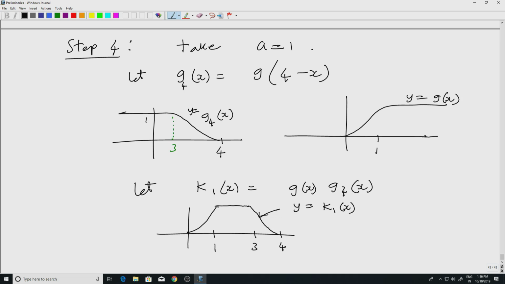Now we are almost done. We finally have a C infinity function with compact support which is identically 1 inside a smaller interval. But I will just do one more change. I will shift it so that instead of the graph looking like this at these specific points, I want the graph to be centered around the origin. So I will just do a translation.